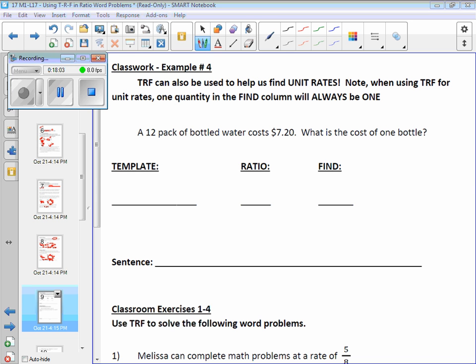Kaylee. Okay, we have to be careful. I agree, cost is the bottom. But the things that we're comparing, it's not packs to cost, but what to cost. Yeah, it's bottles. Just because it says a 12-pack of bottled water, just think, a 12-pack of bottled water. Visualize 12 bottles.